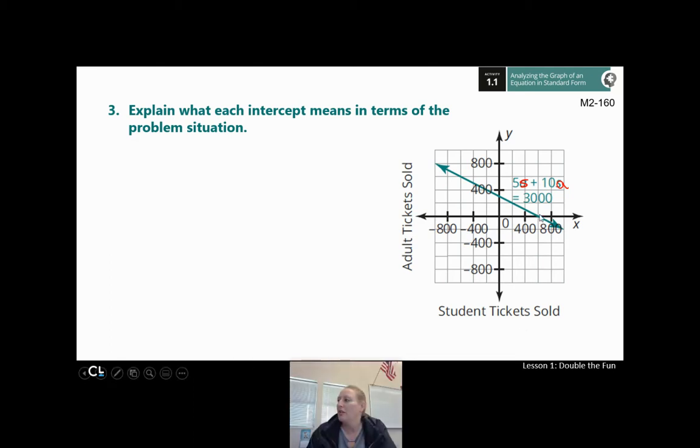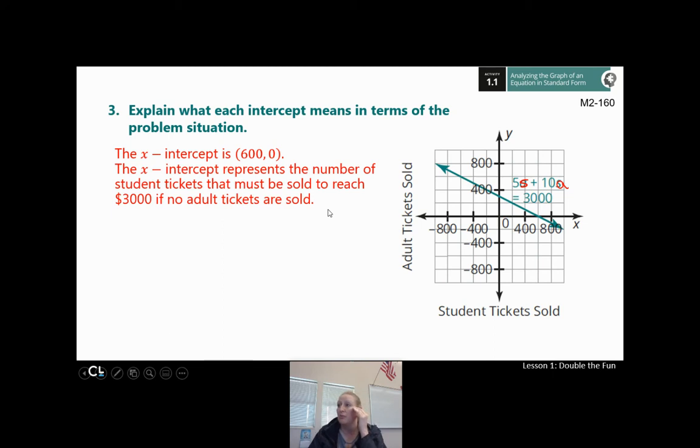So the x-intercept is 600, right? It's at (600, 0). That means that if I sell 600 student tickets, I wouldn't have to sell any adult tickets. So the x-intercept represents the number of student tickets that you would have to sell to reach $3,000 if you don't sell any adult tickets at all.